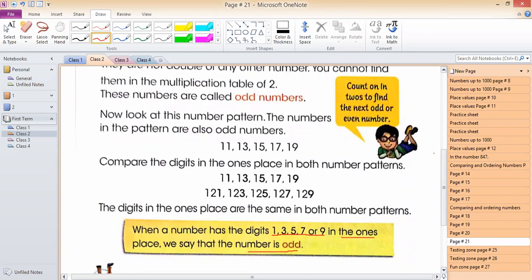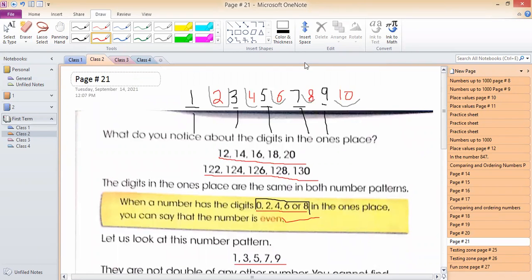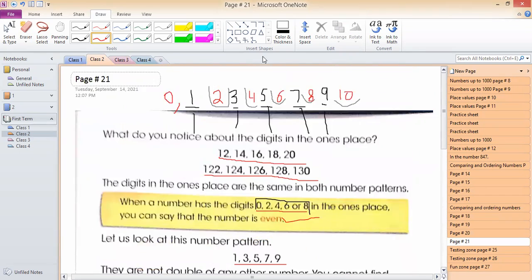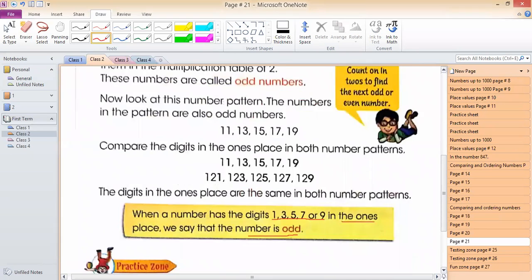Okay, look here. If you write a counting from 0: 0, 1, 2, 3, 4, 5, 6, 7, 8, 9, 10. The red ones, 0, 2, 4, 6, 8, these are the even numbers, and 1, 3, 5, 7, 9, these are the odd numbers. So if the last digit of any number is 0, 2, 4, 6, or 8, that means it is even. If the last digit is 1, 3, 5, 7, or 9, that means it is odd.